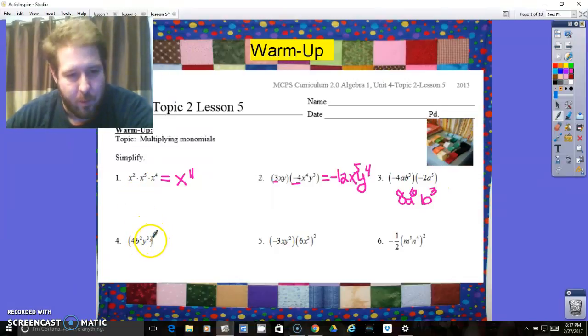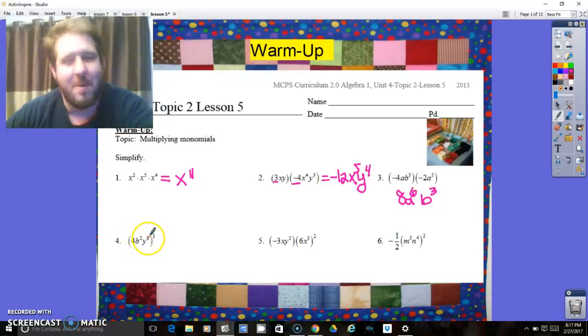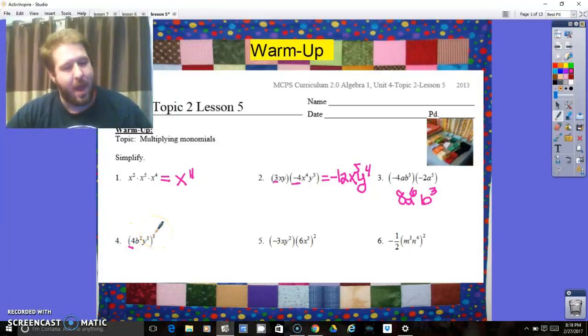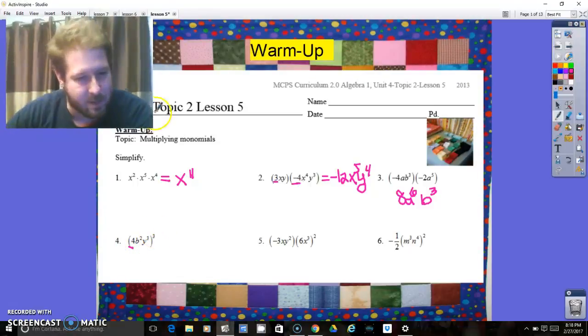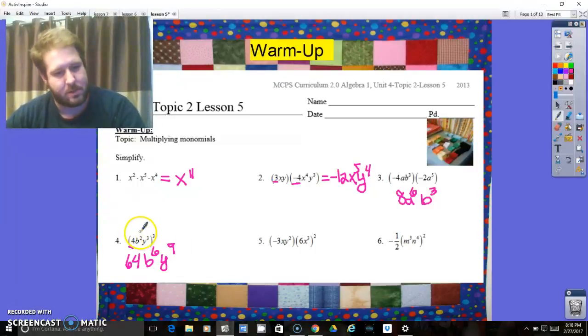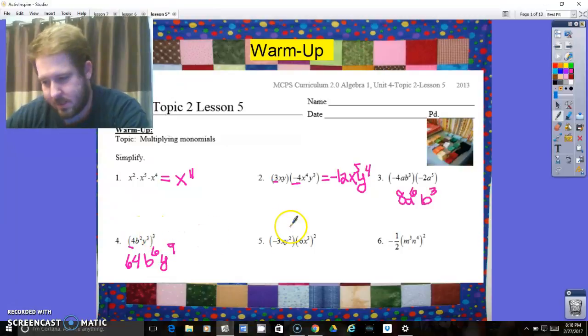All right, question number 4. Now we've got a new rule. This is called the power to a power rule. I can't believe I said that. The power to a power rule states that whenever you have a power raised to another power, you multiply the two powers. But also the coefficients. The coefficient also has to be, everything inside the parentheses has to be raised to the power of 3. So 4 times 4 is 16 times 4 again is 64. b to the 6th, y to the 9th, because like I stated, you just multiply the exponents. 2 times 3 is 6, 3 times 3 is 9.